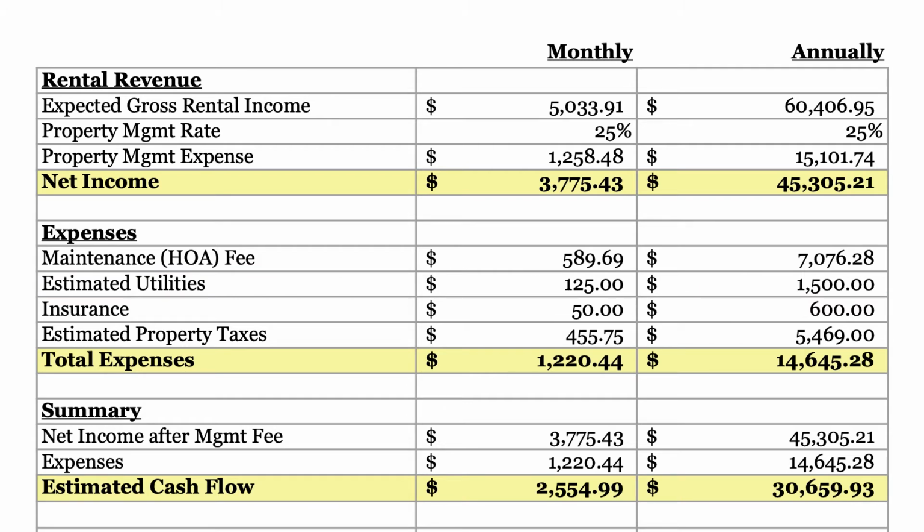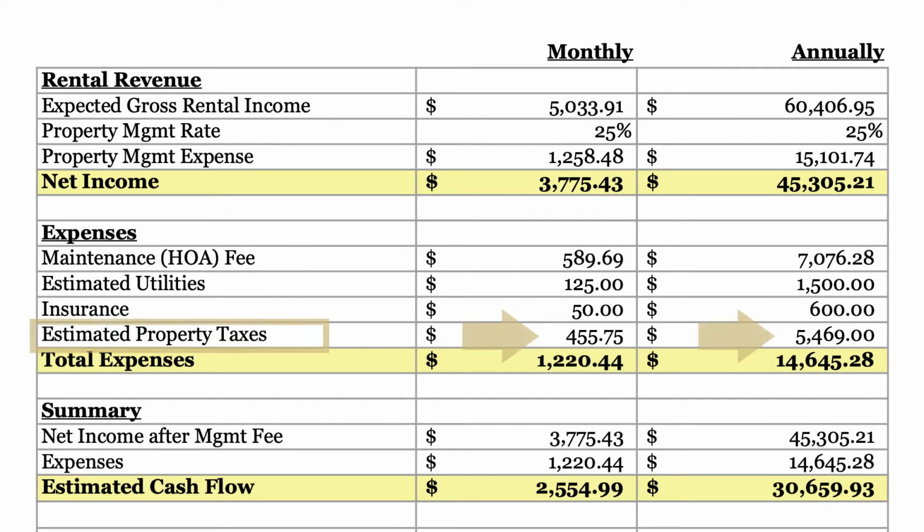The next line item is insurance. Now, most of your insurance requirements are going to be covered in the monthly maintenance fees, but you'll still want to purchase interior contents insurance as well as liability insurance. These are usually relatively inexpensive, but of course they depend on the unit. For this example, we're going to plug in $50 per month for our insurance requirements.